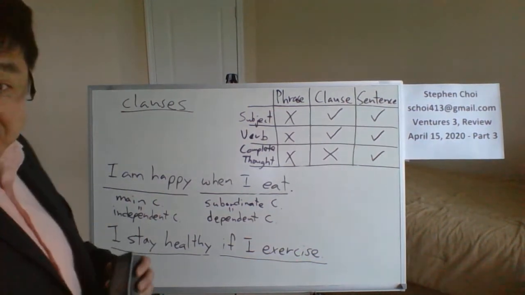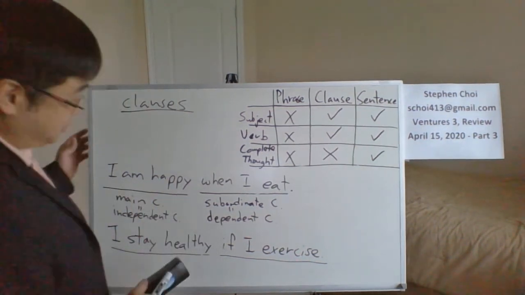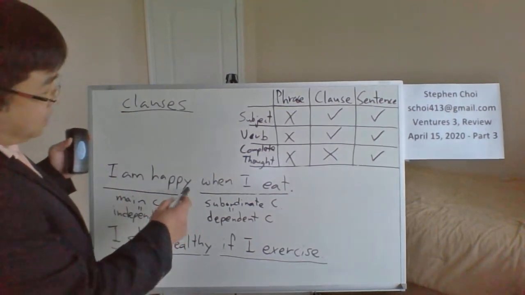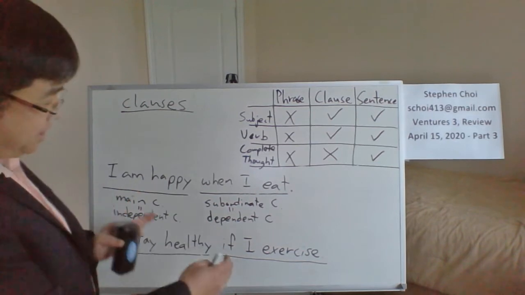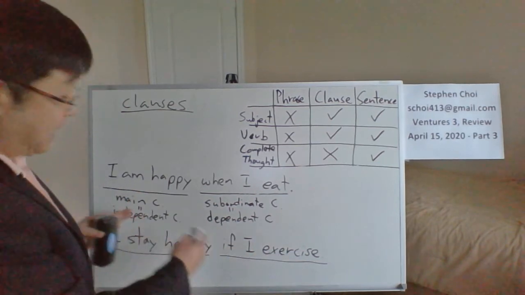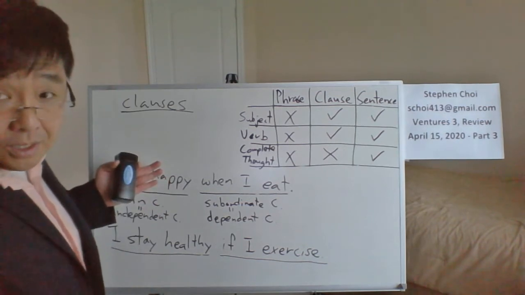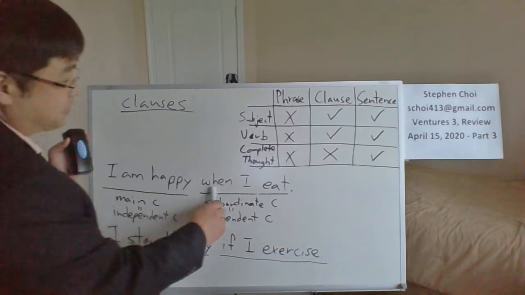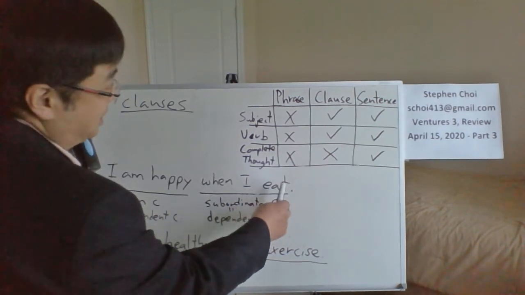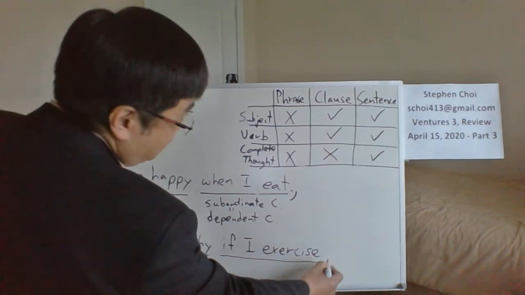Okay. All right. I know most of you probably heard this before. I just wanted to remind you. Okay. Now, if you switch the order, "when I eat, I am happy," or "if I exercise, I stay healthy," the meaning's the same, right? The meanings are the same. But what do you have to do when you write? That's right. If you start with "when I eat," you've got to put a comma. Okay. If you start with "if I exercise," you've got to put a comma.